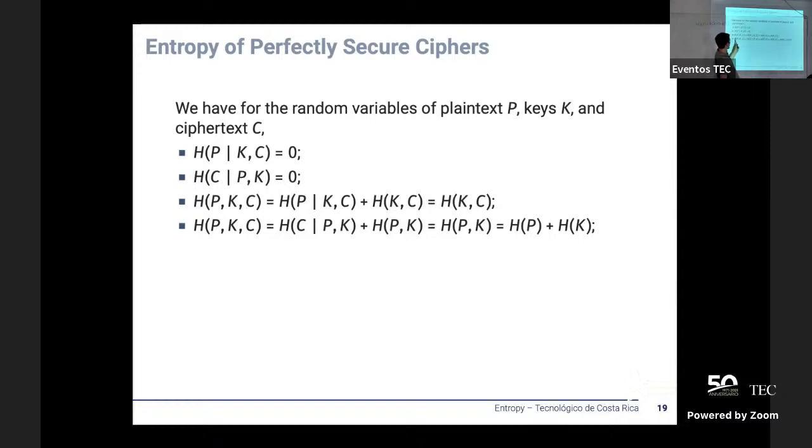So we now know that the entropy of P, K, and C equals the entropy of K and C. And that equals as well the entropy of P plus the entropy of the key space. Plain text space, key space, etc. So we can use again these formulas to derive a new formula. Actually, we just see this equals this. So that's what we've written here.